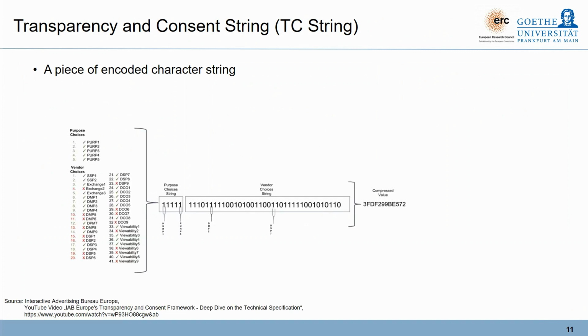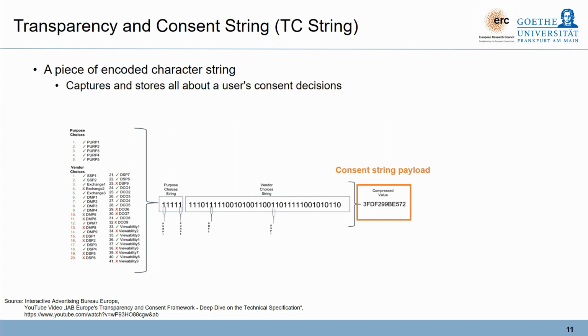Another tool the TCF develops is the Transparency and Consent String. In short, the TC String. It is an encoded character string. This figure is an example of how it looks. The information of user consent, yes or no, for each purpose and each vendor is encoded. In the end, the orange square shows the consent string payload. The TC String captures and stores all about a user's consent decisions. And it can only be created and updated by TCF-registered CMPs.